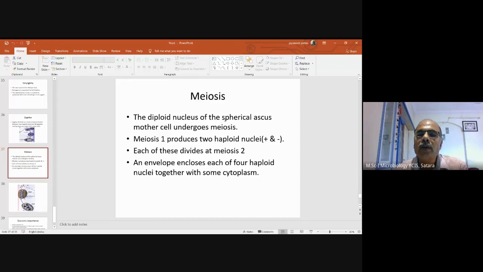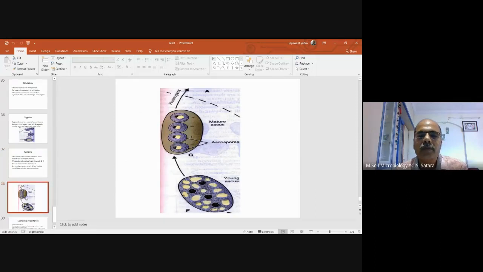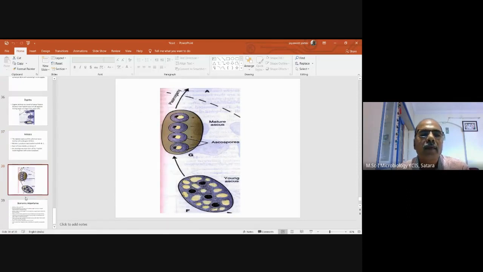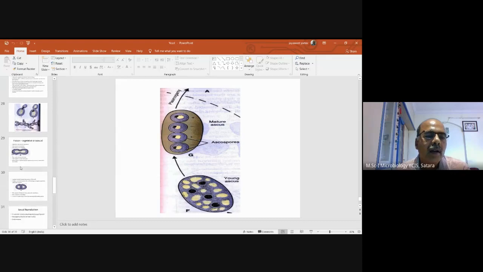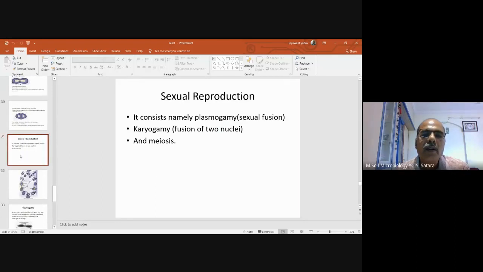Finally, the diploid nucleus of the spherical ascus mother cell undergoes meiosis, a reduction division. Meiosis 1 produces two haploid nuclei, positive and negative. Each of these divides at meiosis 2, and an envelope encloses each of the four haploid nuclei together with some cytoplasm. Here it is shown. This is, in short, sexual reproduction.